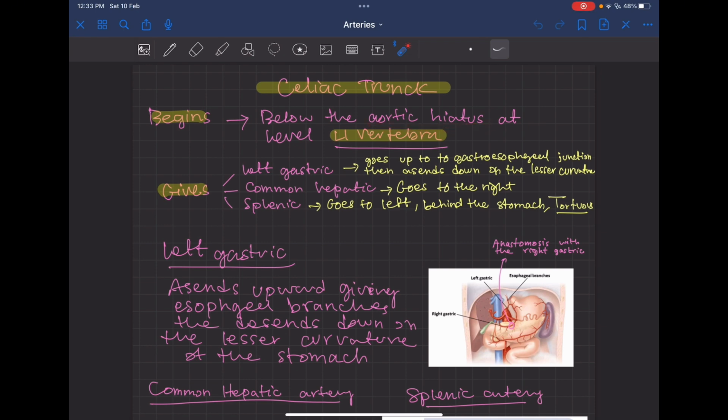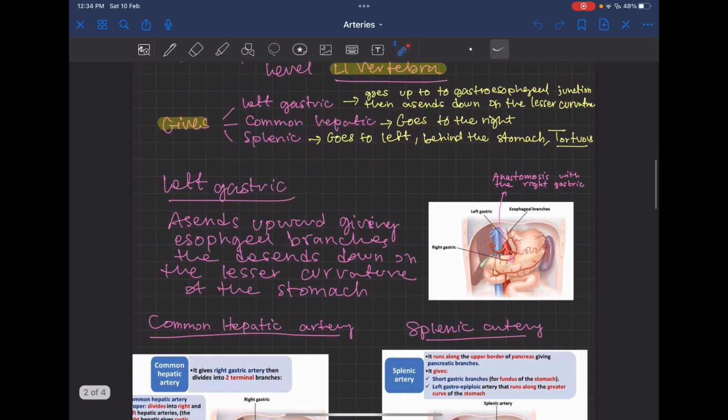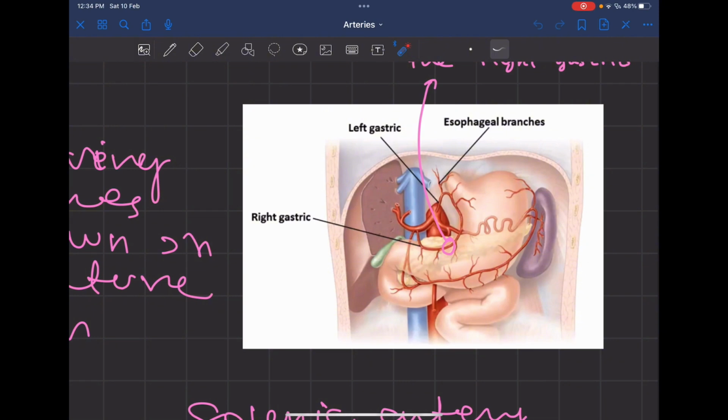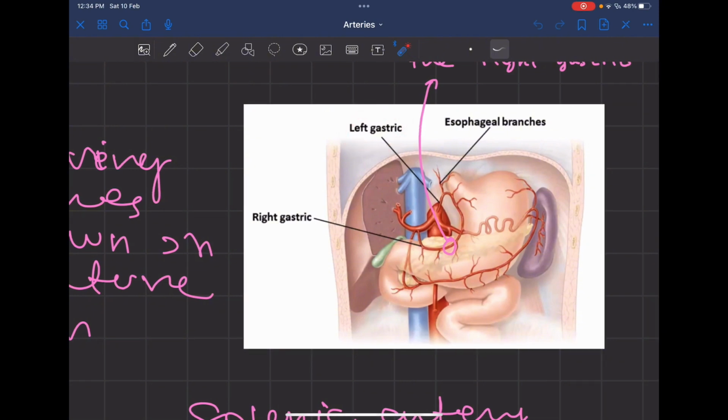Now, let's talk about the branches that come out of the celiac trunk. There are three important branches that we need to consider: first the left gastric, then the common hepatic, and then the splenic. Now, let's talk about each branch. Let's start first with the left gastric. As you can see here, this is the celiac trunk, and it's giving out three branches. The first branch is the left gastric.